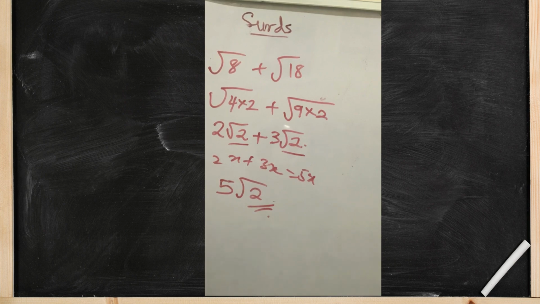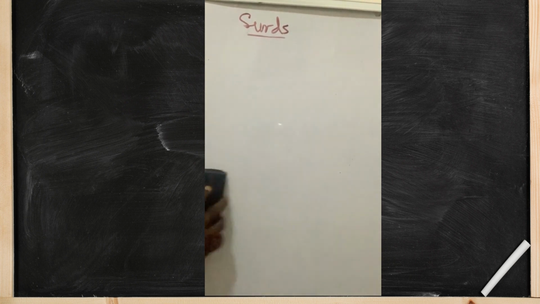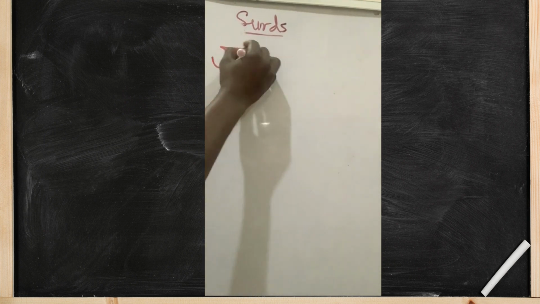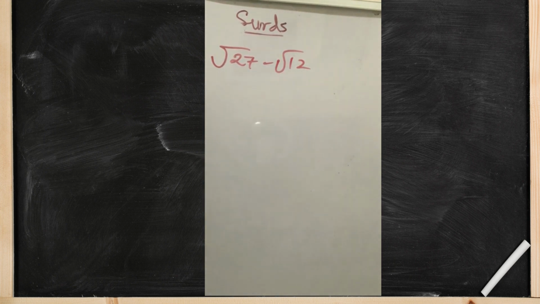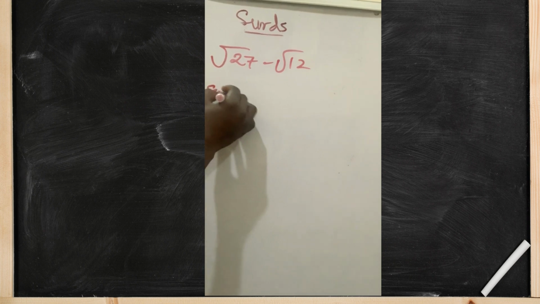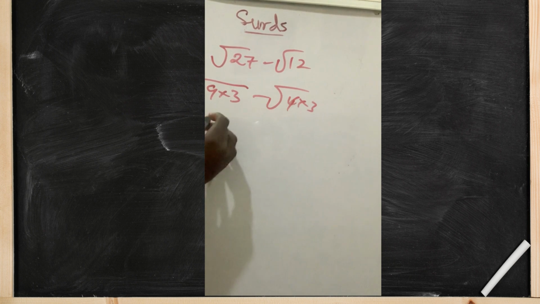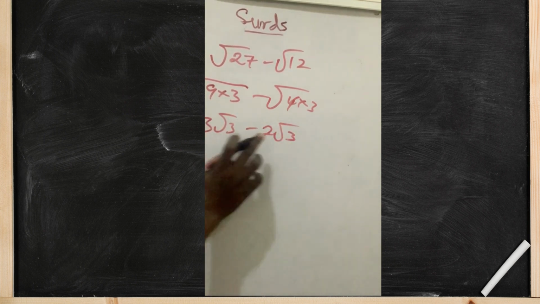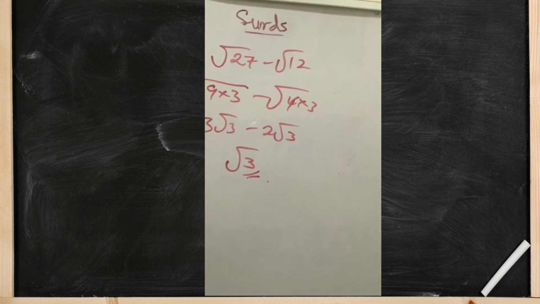Now, for the last question, which is on subtraction of surds. For subtraction of surds, let's just have this example, root 27 minus root 12. The same thing that we did for the previous one. Now, we have 9 times 3 minus 4 times 3. Okay, so 3 root 3 minus 2 root 3. That's 3x minus 2x, so we are going to be having root 3 as our answer. That's if you are just using that as an applicable way.